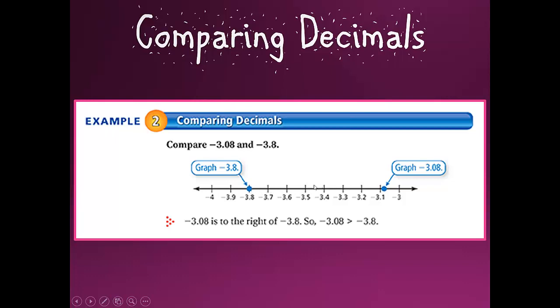Remember, as your numbers go to the left, they get smaller, and as we go to the right, they get larger. -3 and 8/100ths is to the right of -3 and 8/10ths. So -3 and 8/100ths is greater than -3 and 8/10ths.